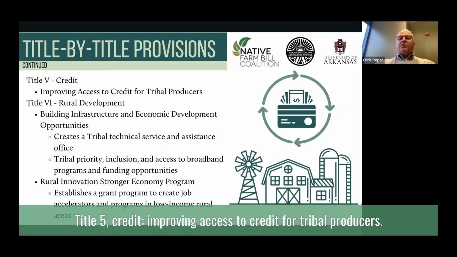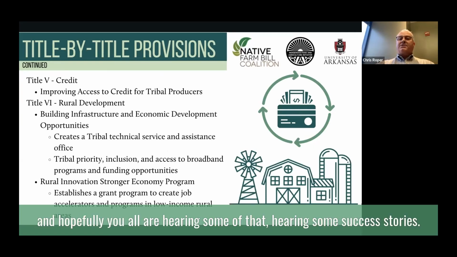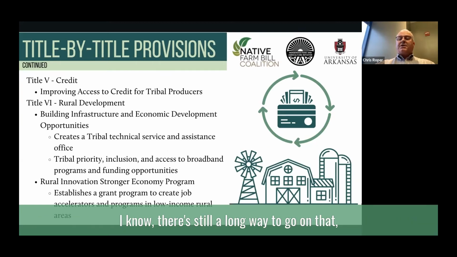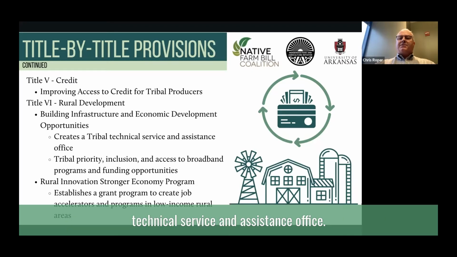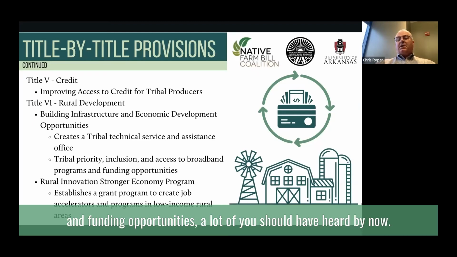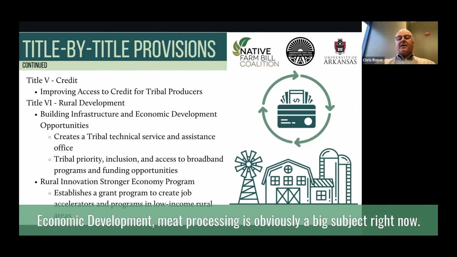Title V credit, improving access to credit for tribal producers. There's been a lot of work on that, and hopefully you all are hearing some of that, hearing some success stories. I know there's still a long way to go on that, but a lot of people doing some good work there. Title VI, rural development, building infrastructure and economic development opportunities. And they created a tribal technical service and assistance office. Tribal priority, inclusion and access to broadband programs and funding opportunities. A lot of you should have heard by now, there's a lot of different grant projects out there for broadband, as well as rural development, economic development.